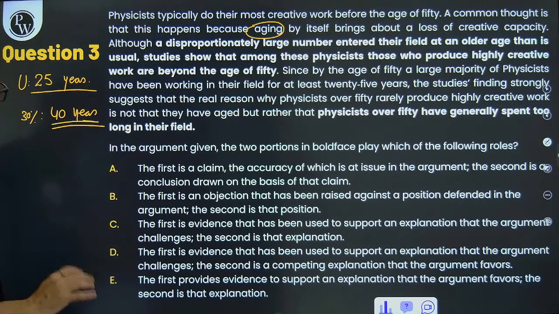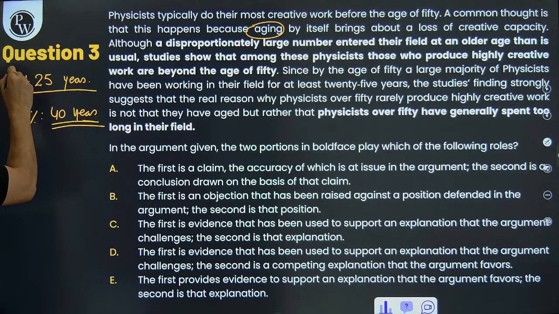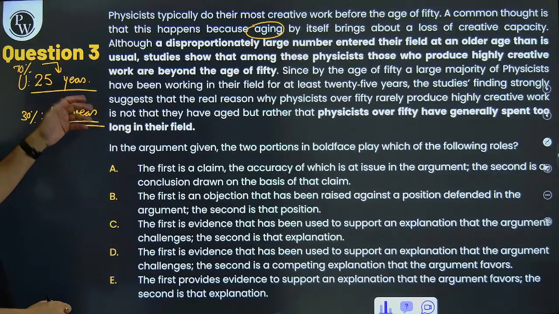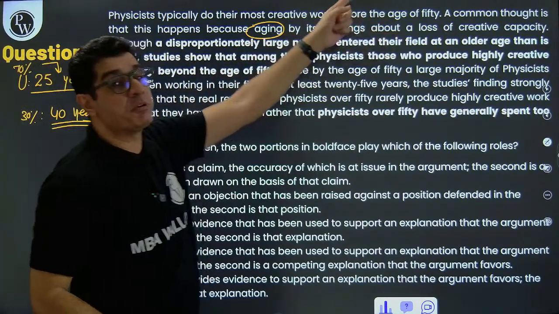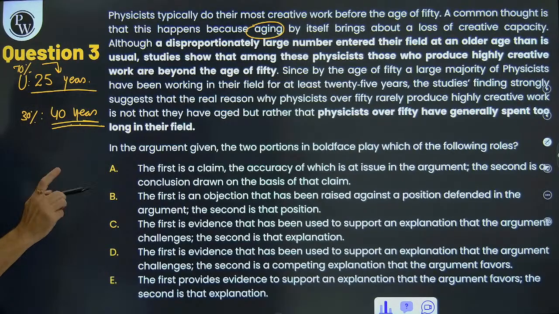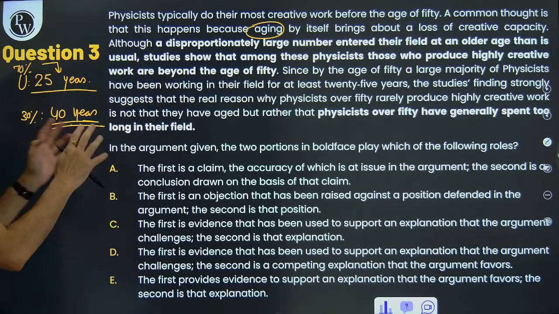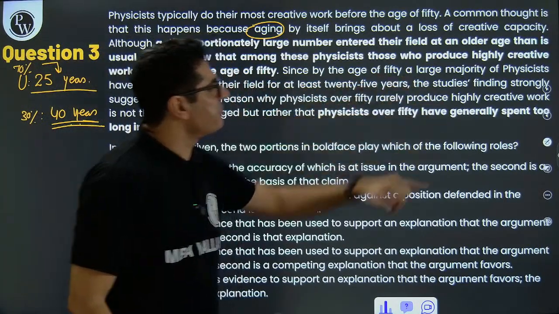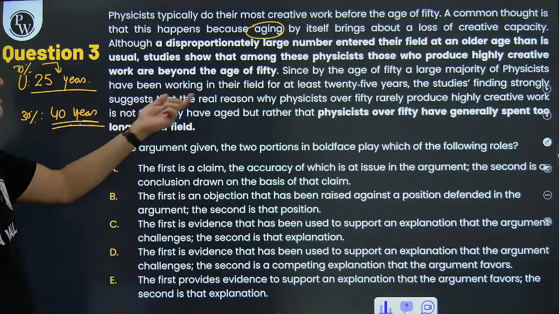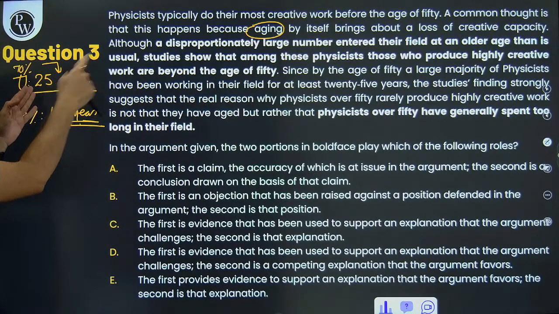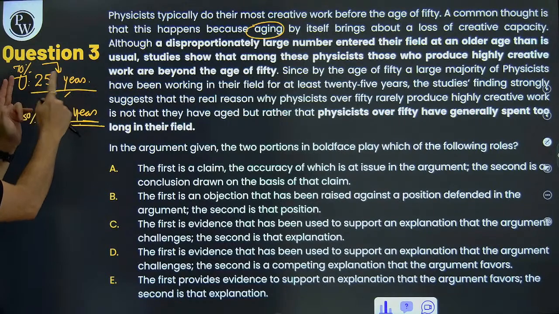right? Now, of these 70% who become physicists at 25, they do their most creative work before the age of 50. Of these 30% who enter the profession at the age of 40, for them, their creative work happens beyond the age of 50. Now, what does the author say? Since by the age of 50, a large majority of physicists have been working in their field for at least 25 years. See, 70% of these, by the time they reach 50, they've been working for 25 years.